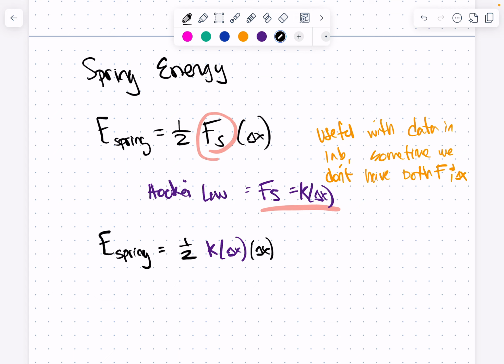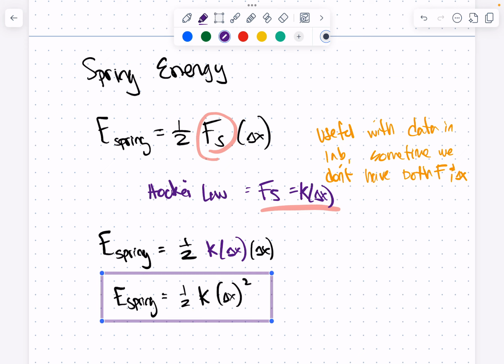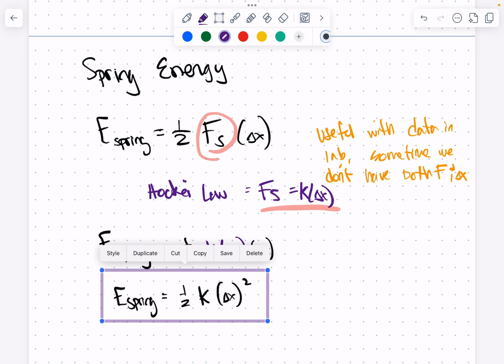So we're going to combine those two, and we get a second equation here, energy of a spring equals 1/2 K x squared. Now this is useful because sometimes we know the spring constant, but we don't know how much force it takes to stretch that spring. And so this is a way to calculate and determine the amount of spring energy something has without knowing how much force it takes to do that.